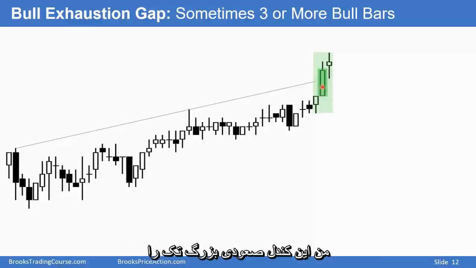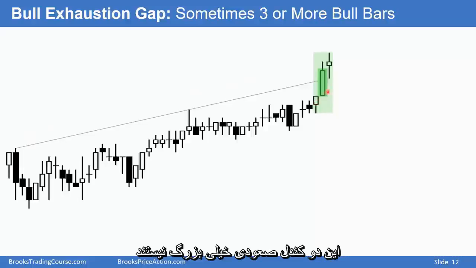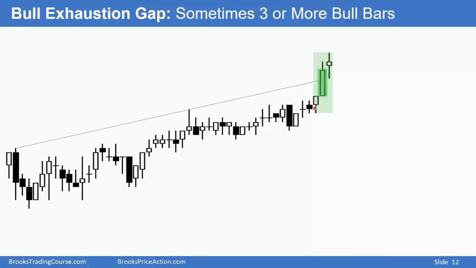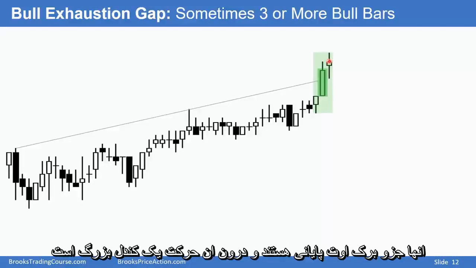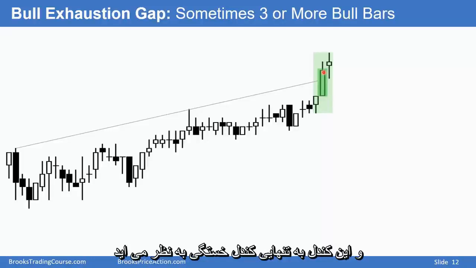For me, I would call this single big bull bar the possible exhaustion gap bar, but the breakout itself is 3 bars. These 2 bull bars are not particularly big, and therefore I don't really look at them as part of the exhaustive move. They're part of the final breakout, and within that final breakout there's a big bar. This is the bar that I'm looking at as a possible exhaustion gap.